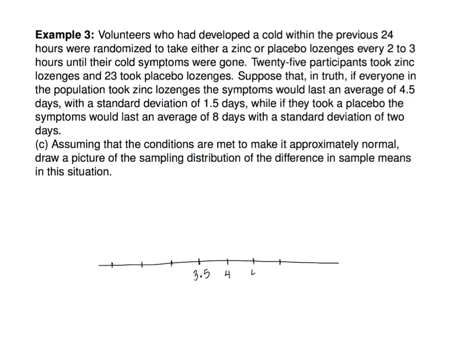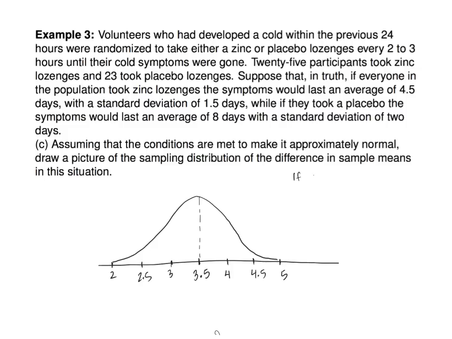So 4, 4.5, and 5, 3, 2.5, and 1.5. Oh, 2. Now our distribution will be centered at 3.5 and will be approximately bell-shaped and will decrease rather quickly to 0 around 2 and 5. So approximately there is your sampling distribution.